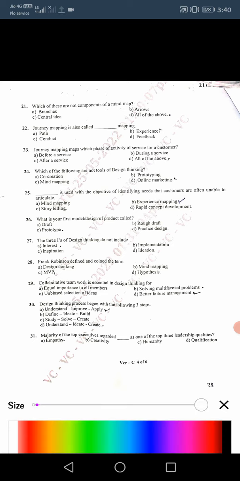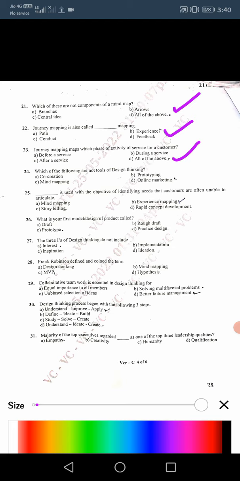Which of these are not the component of a mind map? Arrows, branches, central idea, all the above. 22. Journey mapping is also called experience mapping. 23. Journey mapping maps which phase of activity of the service of a customer: before, during, after. Obviously, it is all the above.